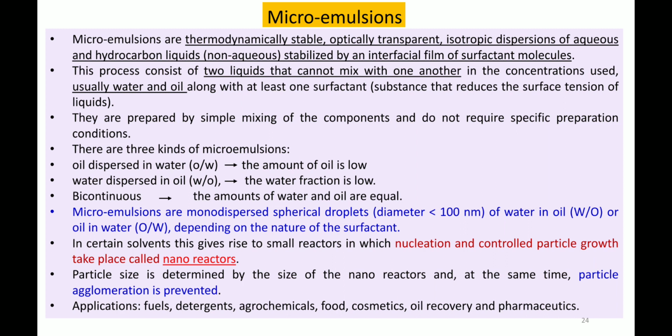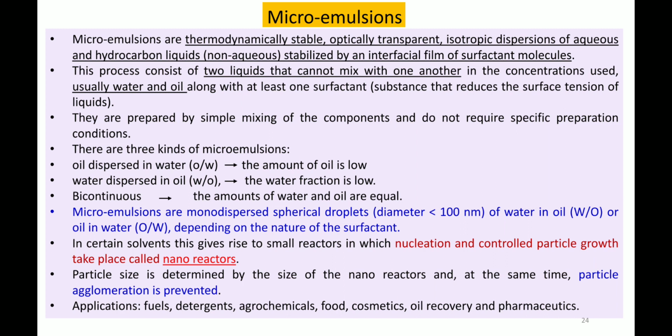There is one more situation, which is called bicontinuous. Bicontinuous means the amount of water and oil are equal, almost equal to each other. If this is the situation, then you also get a kind of microemulsion which is called a bicontinuous microemulsion. So we have three types of microemulsion: oil dispersed in water microemulsion, water dispersed in oil microemulsion, and bicontinuous microemulsion.